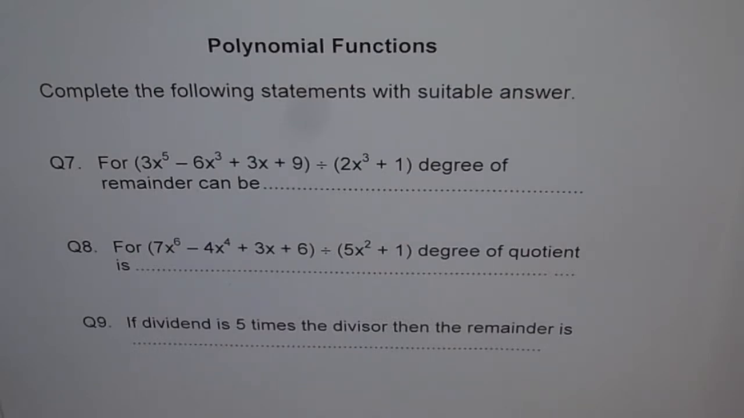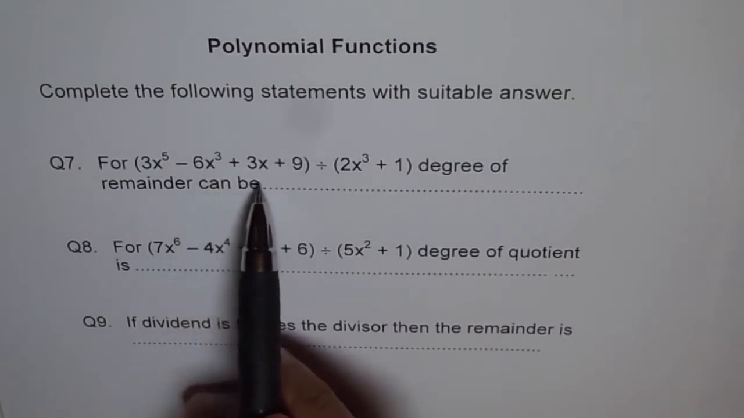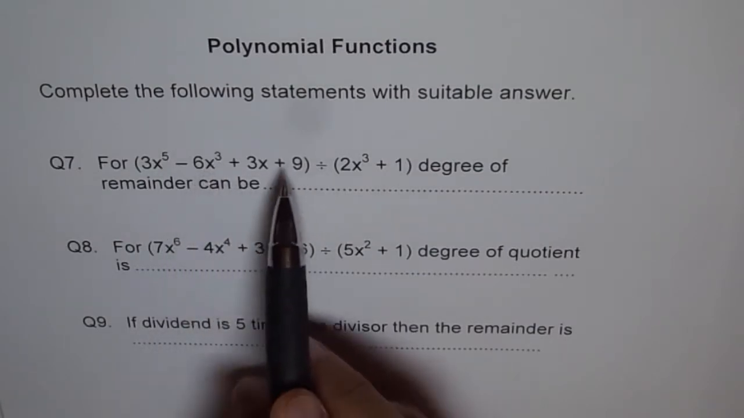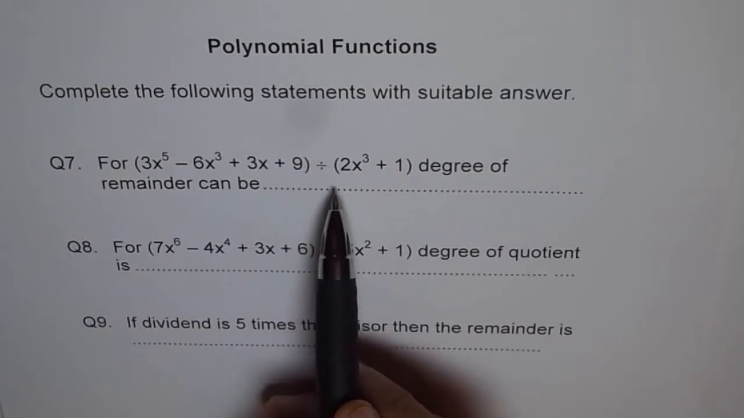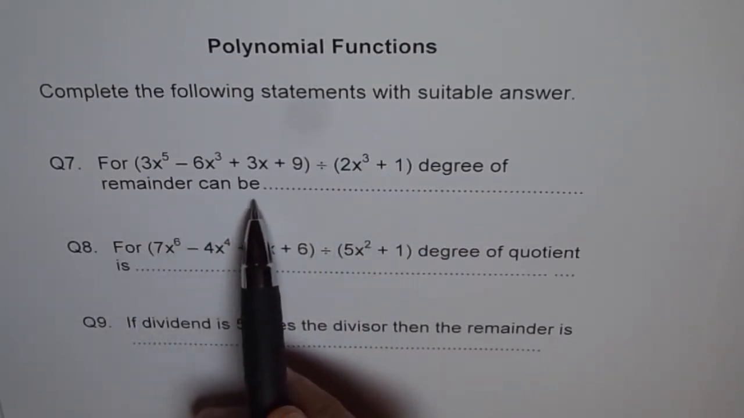Okay, question number 7. Well, we need to complete the following statements with suitable answers, correct? Question 7. For 3x to the power of 5 minus 3x cubed plus 3x, 6x cubed plus 9 divided by 2x cubed plus 1, degree of remainder can be.